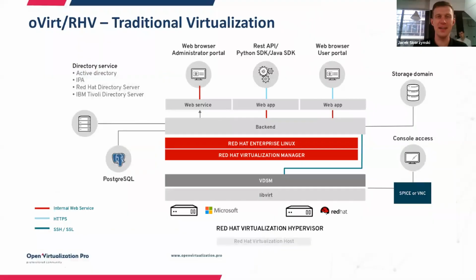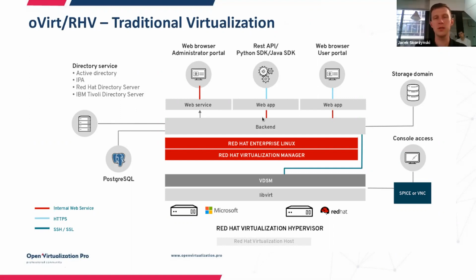Let's have a brief intro to Red Hat virtualization, just to make sure we are on the same page. The upstream project for Red Hat virtualization is oVirt. As you know, everything at Red Hat is open source, so our products are based on open source projects, and this upstream project for Red Hat virtualization is oVirt.